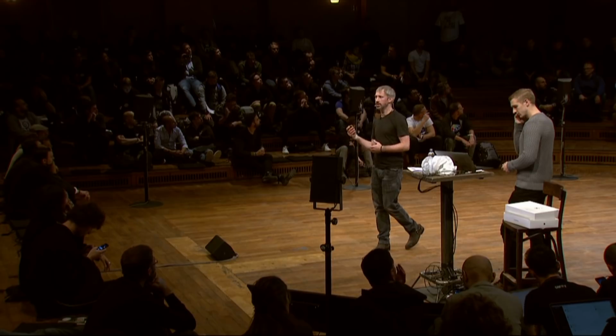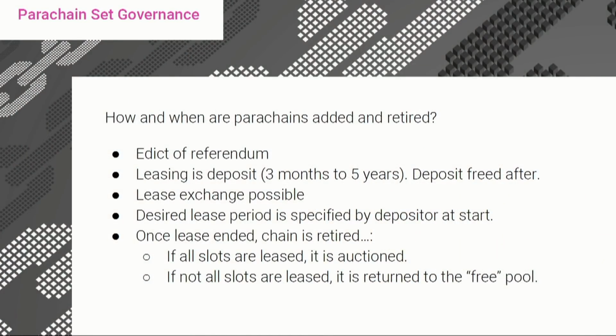Parachains can be added through edict of referendum, so you can have a referendum to say, we, the coin holders, believe this parachain should be introduced. Or you can take up one of those slots by putting down dot tokens, and you specify a desired lease period. Leases can be exchanged, so if you're coming to the end of your period and some other chain still has quite a long way to go, you can have an arrangement whereby you take their lease off them. And once it's ended, the chain is retired.